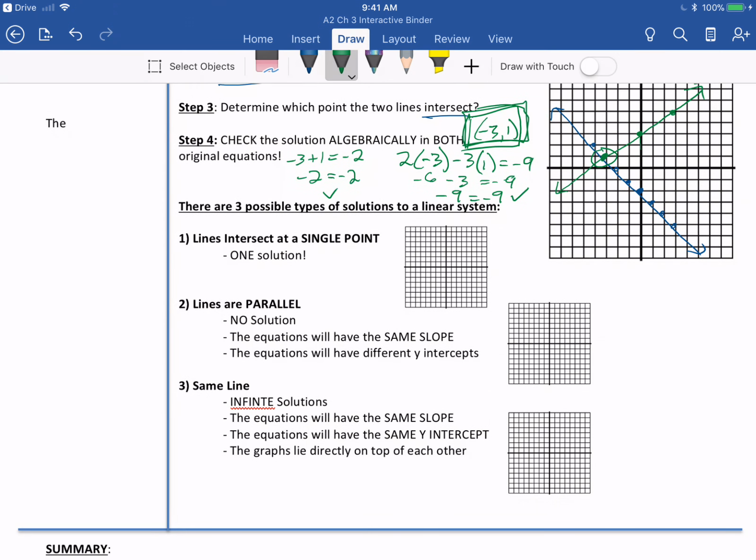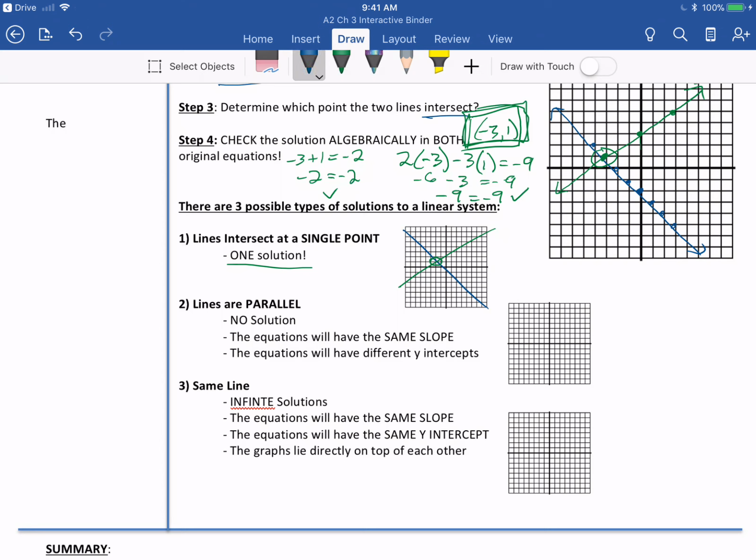All right, so there are 3 different types of solutions to linear systems. And these are just 3 different types of lines. We're going to look at how this works algebraically too. If the lines intersect at a single point, just like we just had up here, we had a blue line that goes down like this, and a green line that came up like this. This point right here was my one solution. That's the most normal thing that you'll see.